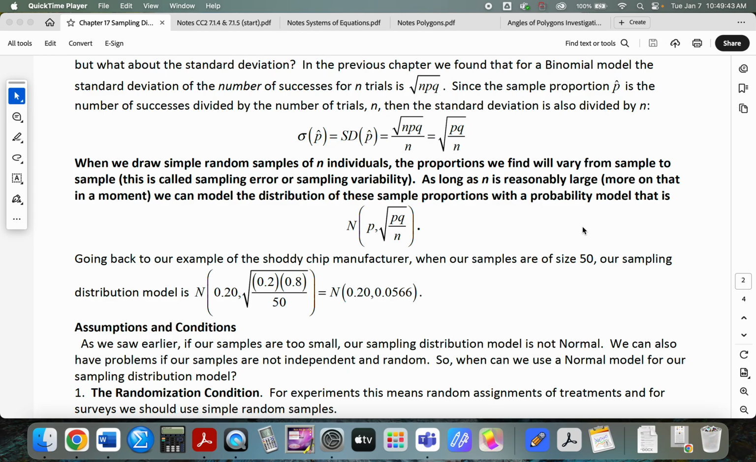p is the proportion of the entire population. In a perfect scenario, p hat would be the same as p. But in a sample of size 1, p hat will never be 0.2. What were the two possibilities? Either they're all defective or none of them are defective. So it's 0 or 1.